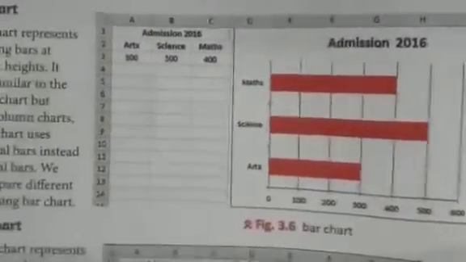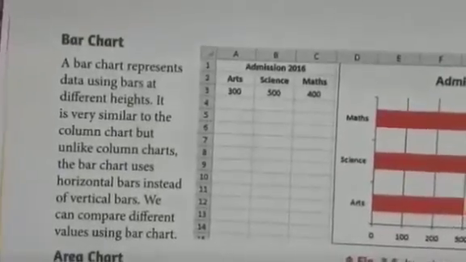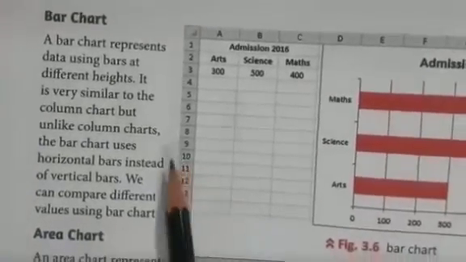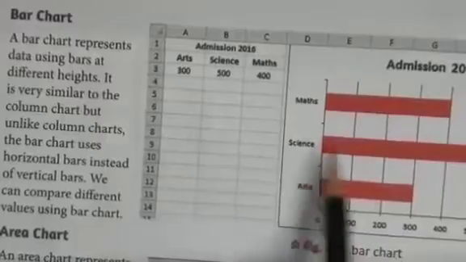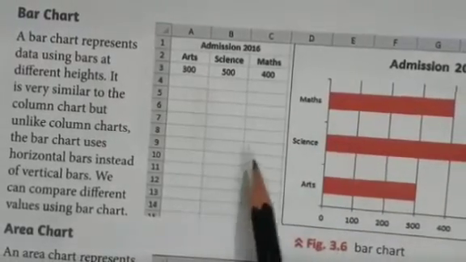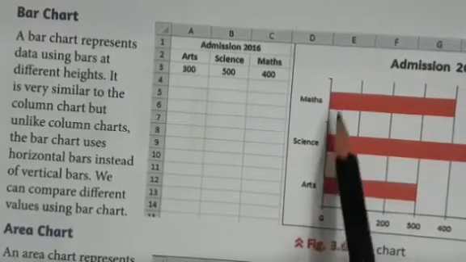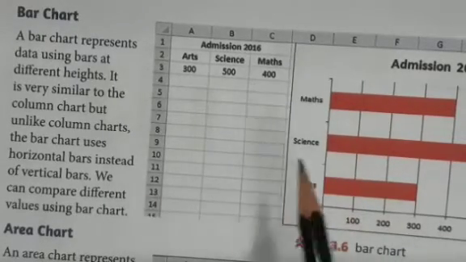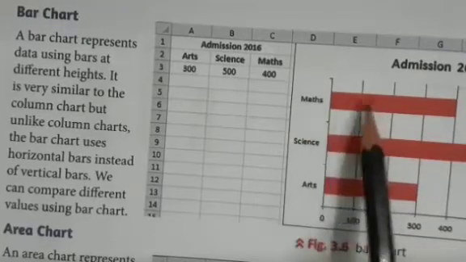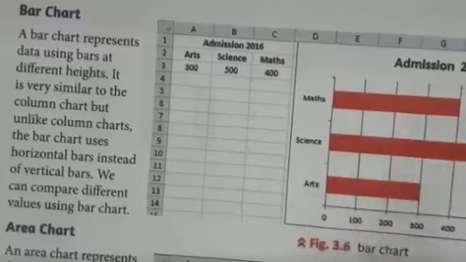The next chart is the bar chart. Bar chart represents the data using horizontal bars. In column chart you have seen that the data is represented using vertical bars, but in bar chart the data is represented using horizontal bars.